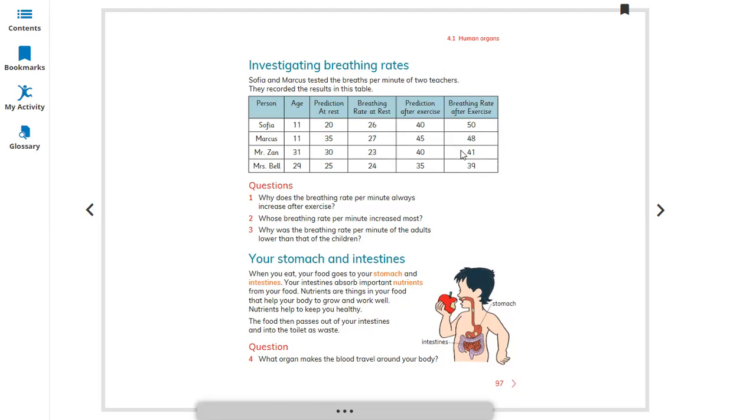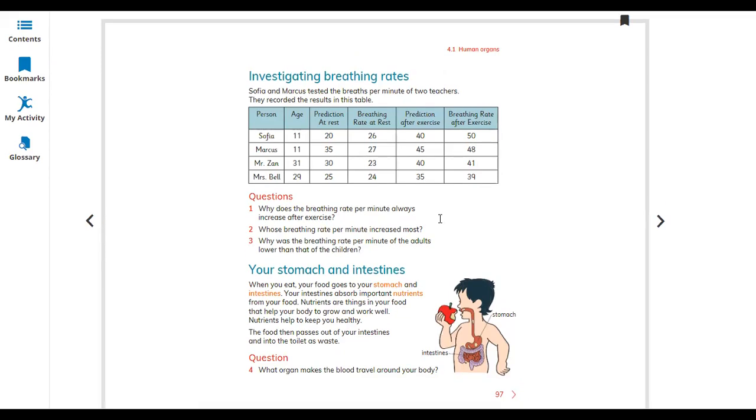So why does the breathing rate per minute always increase after exercise? Because the body muscles need more oxygen. As I told you, if you're running or doing exercise, after 1 minute you need more oxygen. Sometimes you can feel sweat on your forehead. Okay, it's wet. Why? Because your body needs more oxygen, and also you are drinking water. You're feeling hungry. If you're playing for 1 or 2 hours, you get hungry and also thirsty.